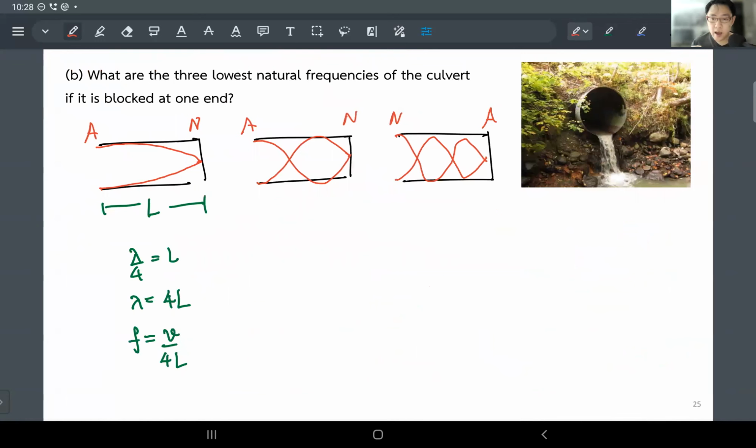But before we move on, I would love to mention this a little bit. What kind of everyday situation do you observe these standing waves in air columns? Any suggestion, guys? When are you going to hear this sort of standing waves or the resonance or whatever, the sound coming out of it? So the answer is this, guys.